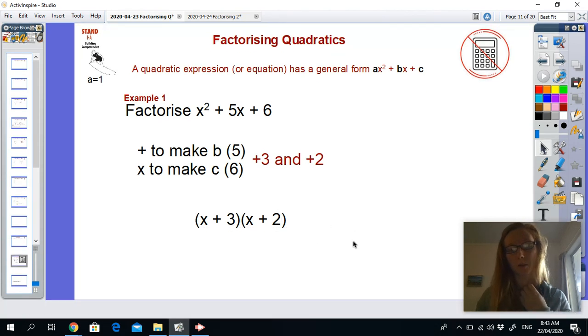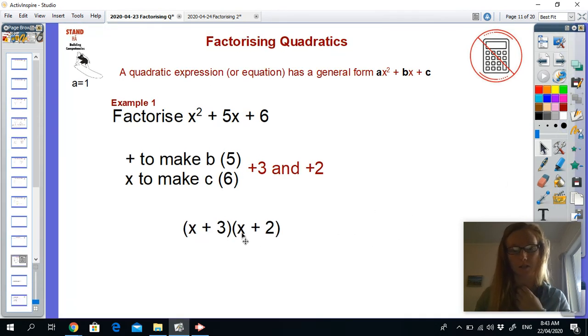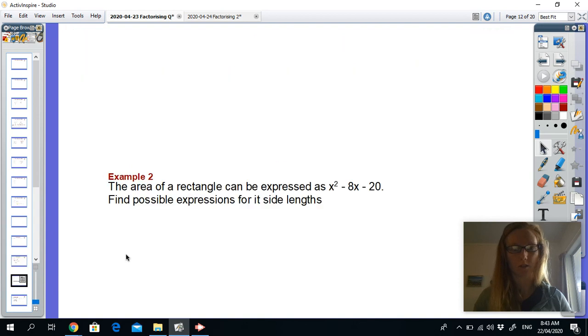We can check that by expanding here. x times x gives us x squared. x times 2 is 2x. x times 3 is 3x, which altogether will make 5x, and 3 times 2 is 6. So that should be a nice recap for you there. If that was a good reminder, make a little note of that one. Then we're also going to have a second quick look at this one.